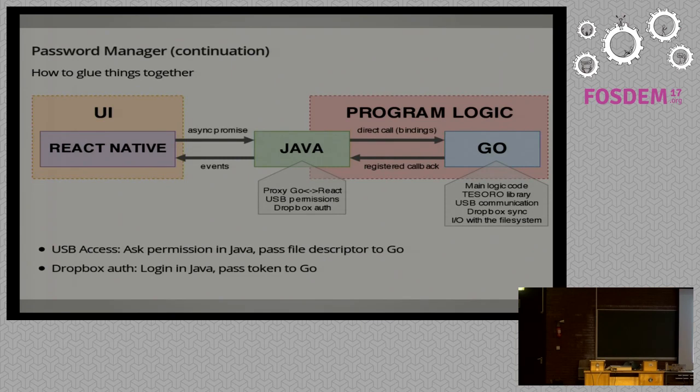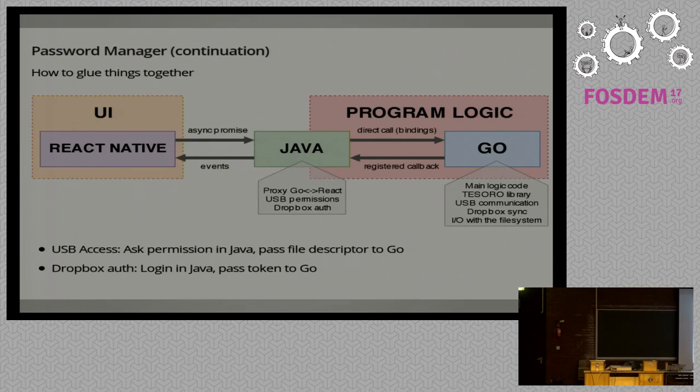But there are a few things, like since it's a small device that you connect to your phone, we need to access the USB. And for that, you first need to ask permission in Java and open the connection to the USB, then pass the file descriptor to Go, and then in Go you are ready to use it. So our communication with the device is in Go. But at first, when the application boots up, we need to list the devices connected to the phone and ask permission.